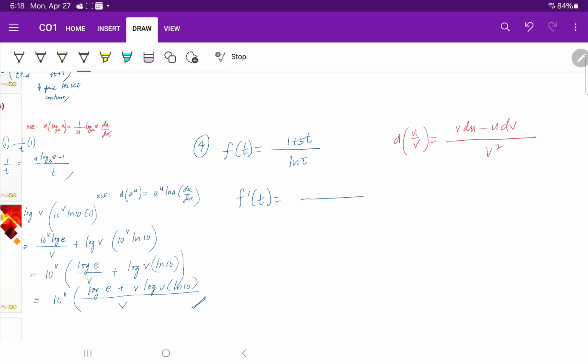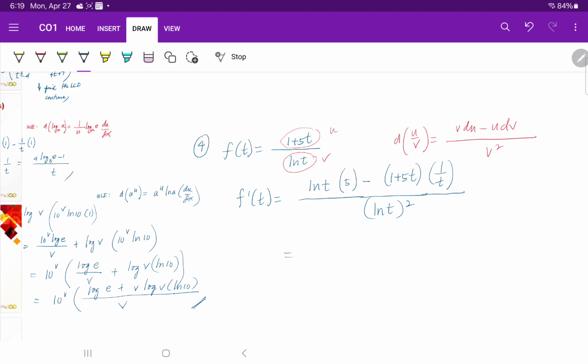This is u and this is v. So we copy v, which is ln of t, times the derivative of 1 plus 5t, which is 5. Then minus u, copy u, which is 1 plus 5t, times the derivative of ln of t, which is 1 over t, all over ln of t squared.